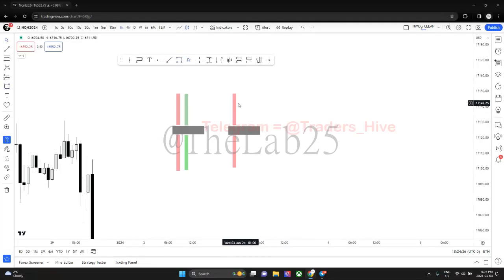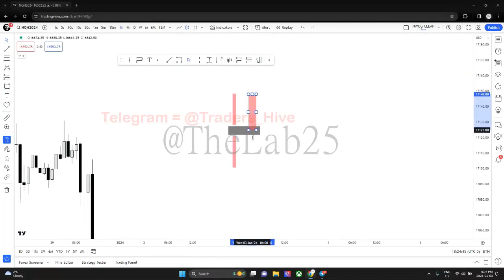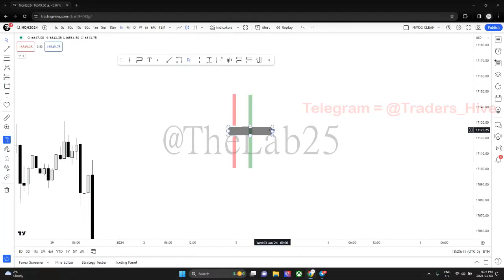And an inverse fair value gap would be something like this. No gap here, but a gap right here. There's a fair value gap behind this one, as you can see. So a balanced price range is two FVGs overlapping with each other. That's a balanced price range.